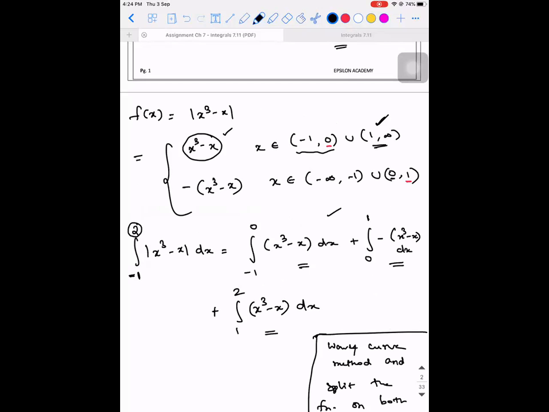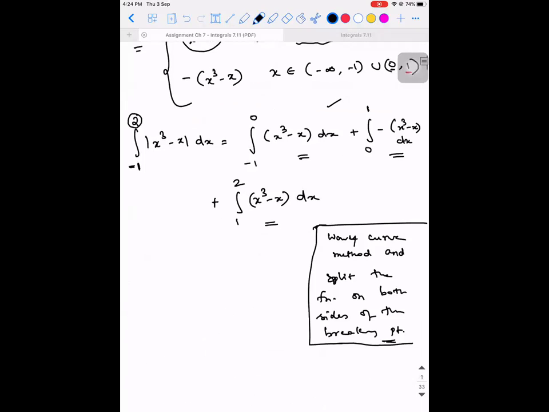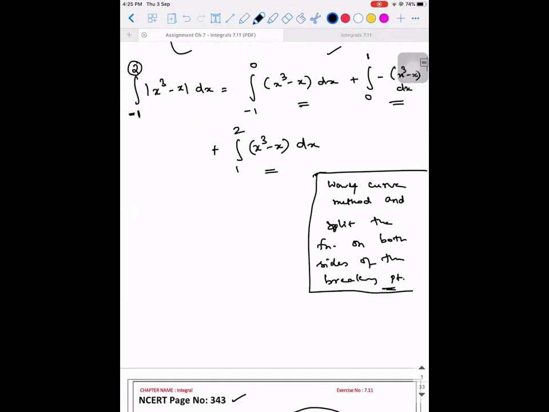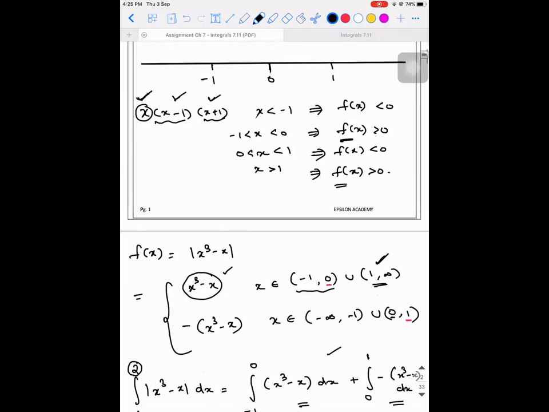Example 1. Example 30. The first example of this exercise. See, because there is no property, that is why I'm teaching you now. Okay, because it's a completely different concept.